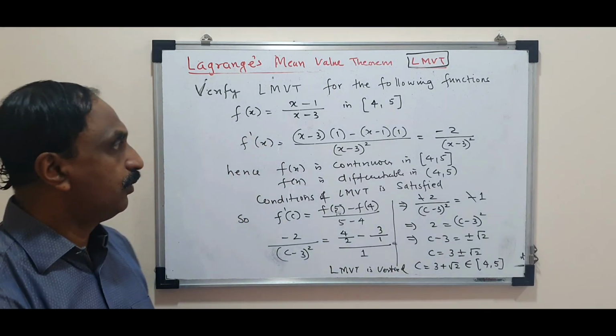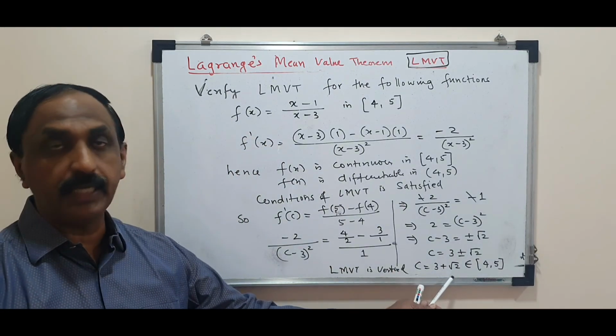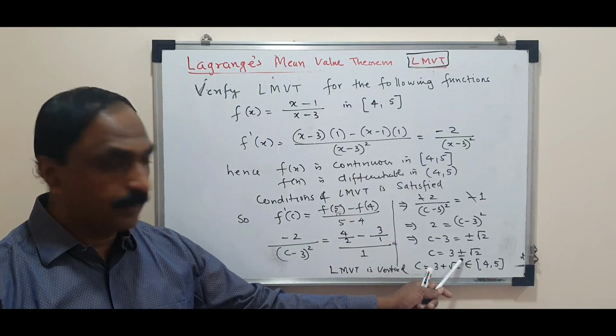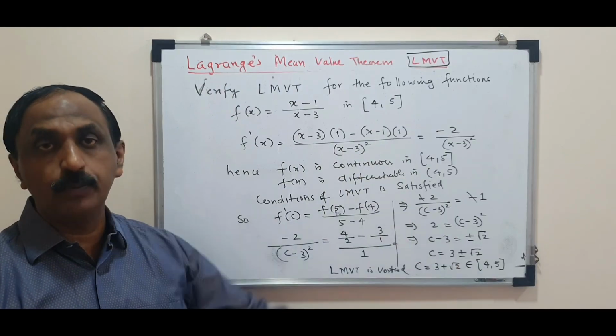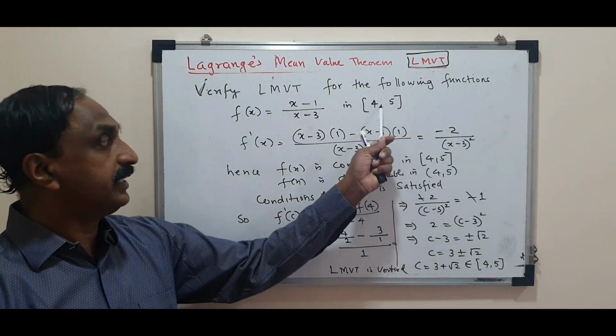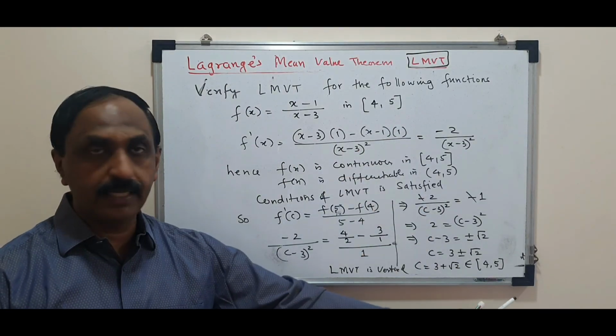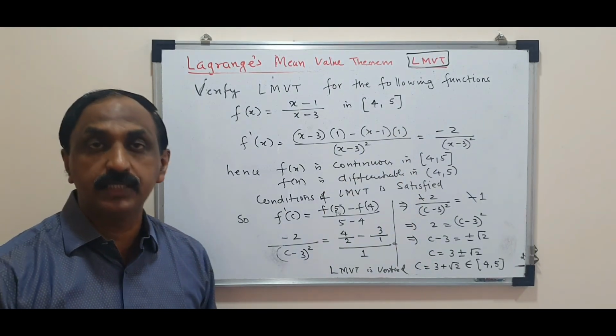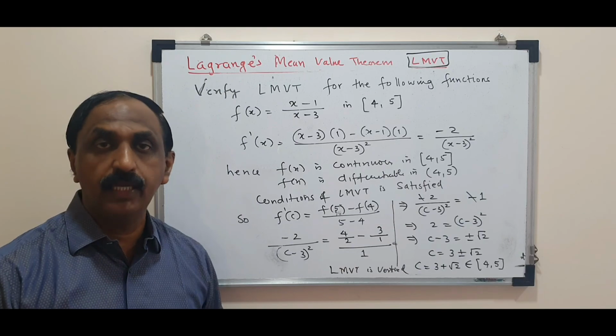So remember that whatever the value of c that you are getting, there should be at least one point. Now we got two points, but one of the points is not between the interval, so that point is to be rejected. And the point which lies in the interval 4 comma 5, that should be taken. Since we can find a point, whatever the theorem said is perfectly right. Therefore LMVT is verified.